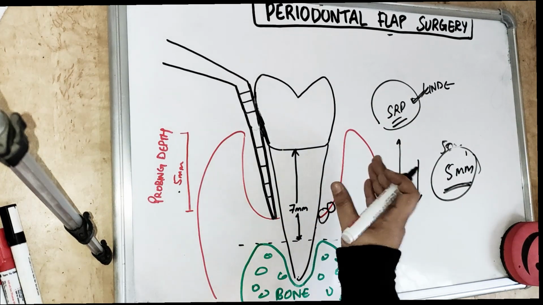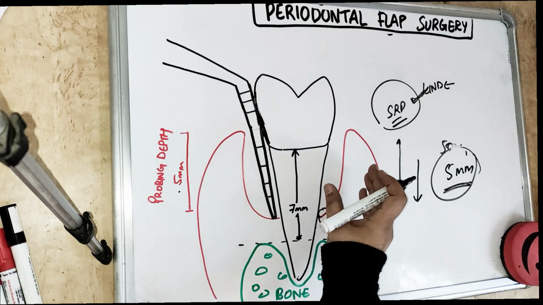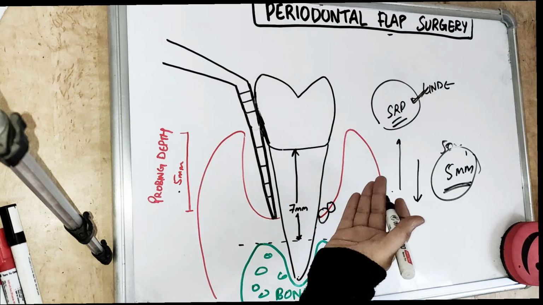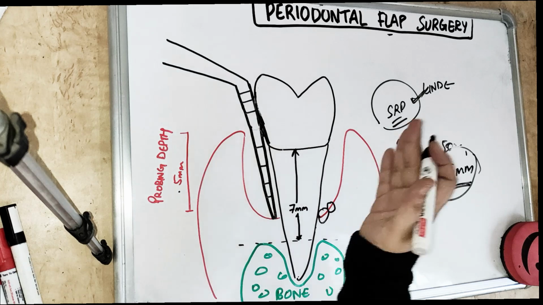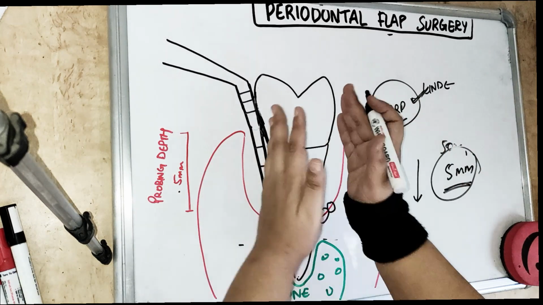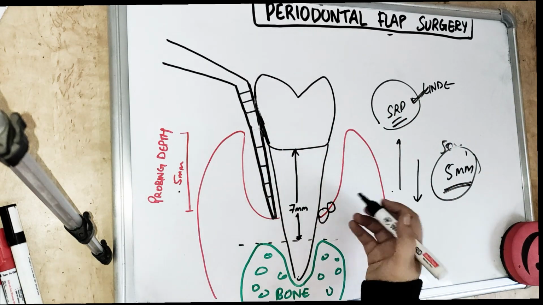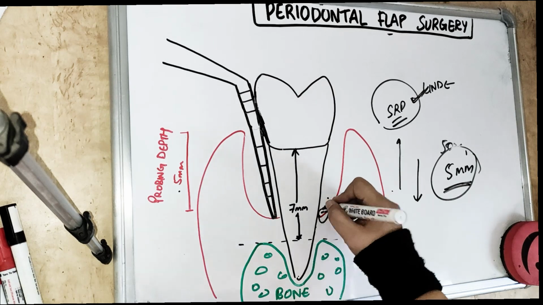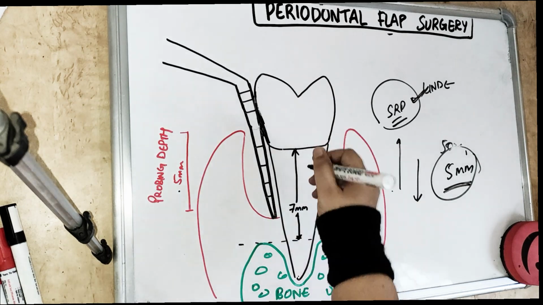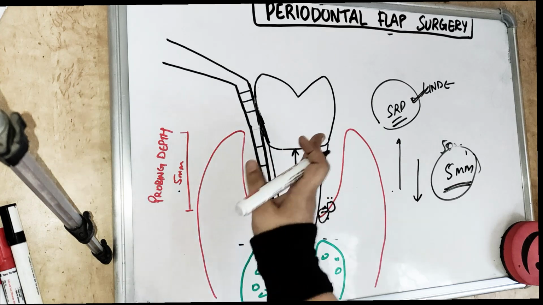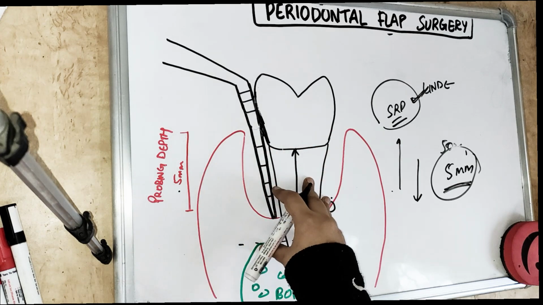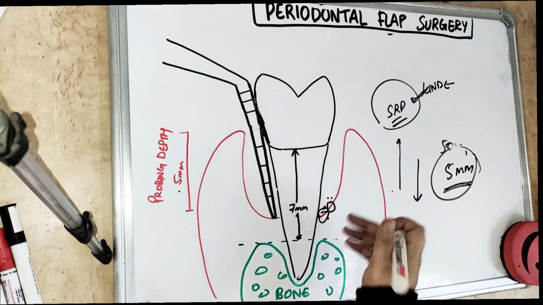So flap surgery is basically the sectioning of the gingiva. We are sectioning the gingiva or the mucosa surgically. We are separating it surgically from the tooth surface in order to provide visibility, in order to see what is there inside, because otherwise we cannot see it. So we are undergoing a surgical procedure in order to get visibility and in order to access the bone as well as the root surface area.